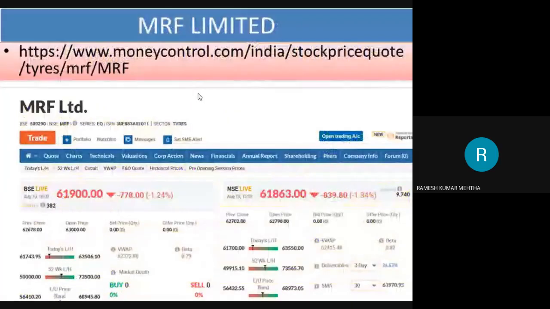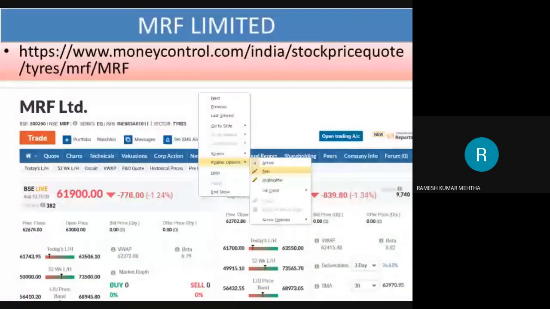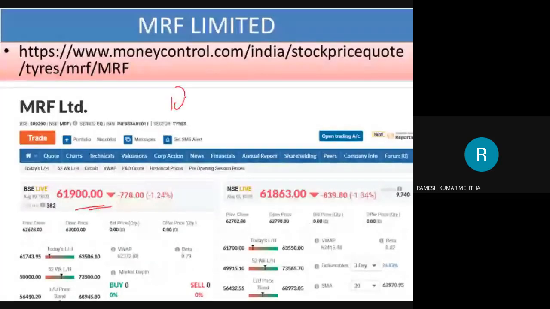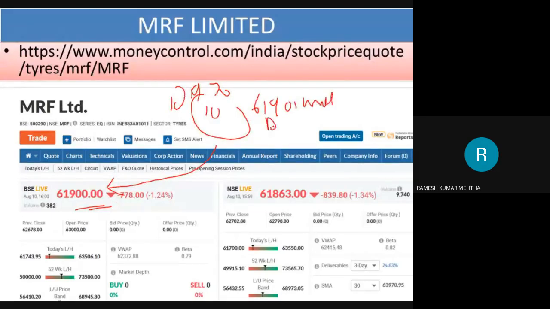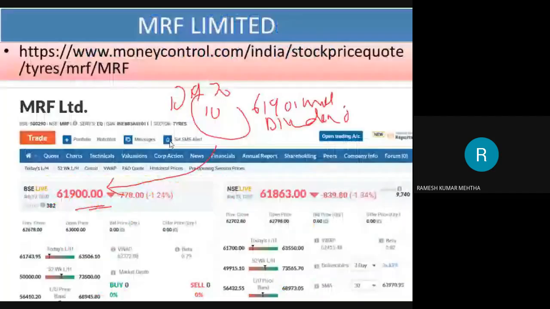Another company is MRF Limited. The price of this share, assuming in the 1970s, was 10 rupees. Today it is 61,900. So it has appreciated 6,190 times, and plus dividends plus bonuses and all that you have to take into account for understanding it. And the bonus they have declared is like this.